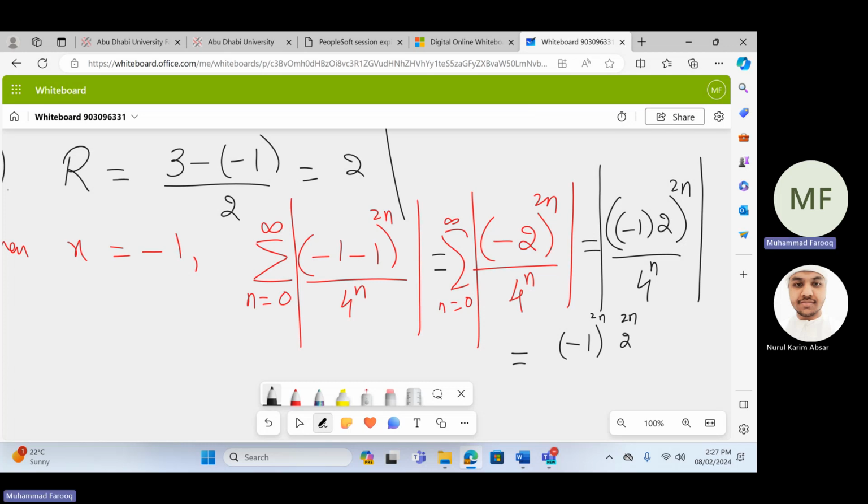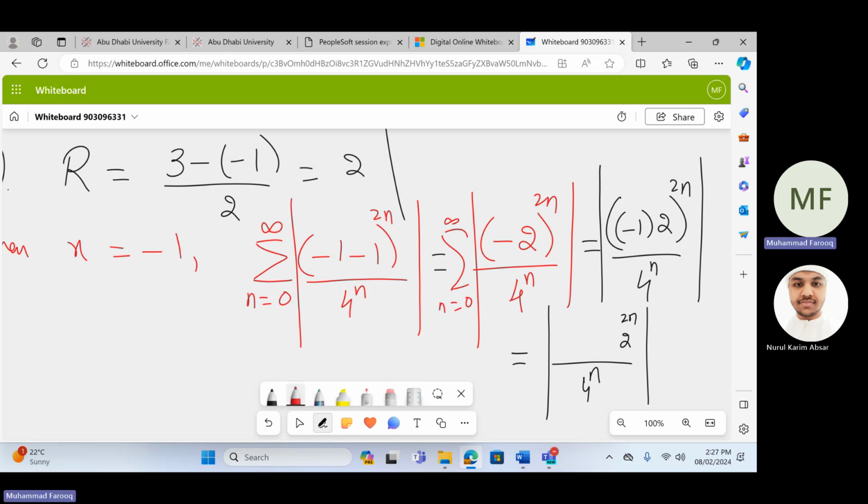Yes or no? Can I write -1 under power 2n and 2 under power 2n, divided by 4 power n, with absolute value? Agreed or no? Now, -1 power 2n, because it is an even power, is always 1, so this is gone. No need for that.